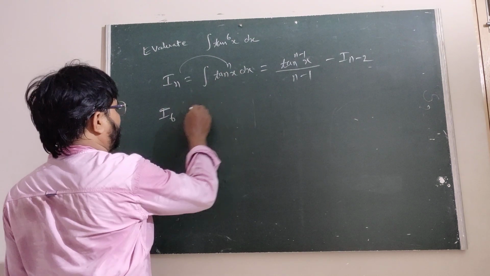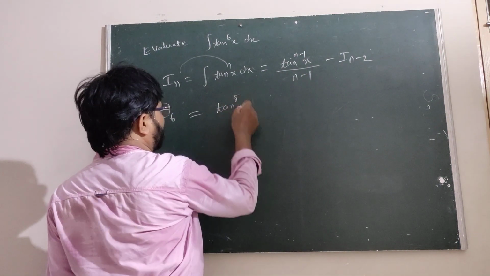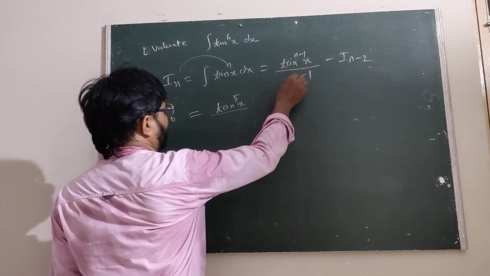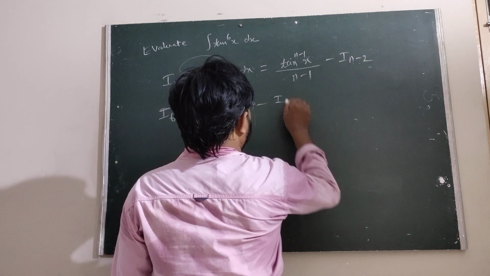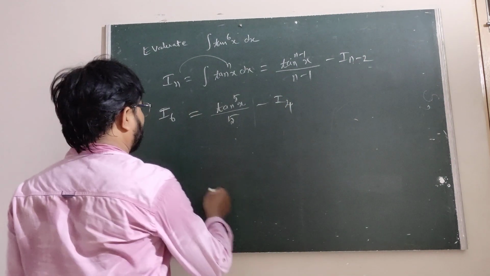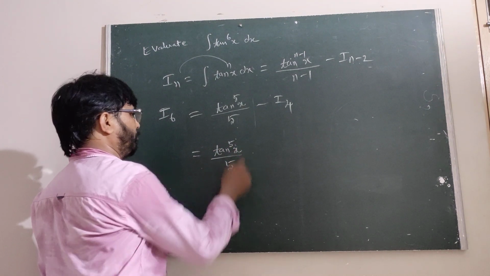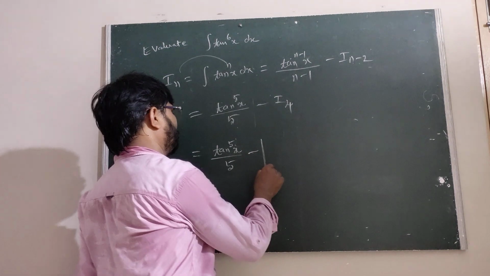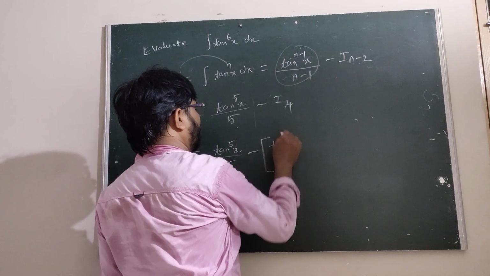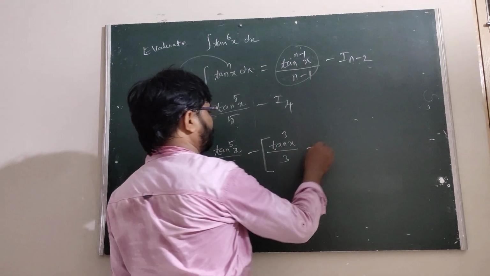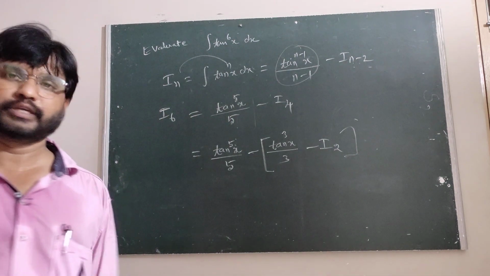I6 is the integral of tan power 6x. Therefore 6 minus 1 is 5, and 6 minus 2 is 4. We can write tan power 5x upon 5 minus I4. Now we find I4. Put n equal to 4. That is tan cube x by 3 minus I2, since 4 minus 2 is 2.